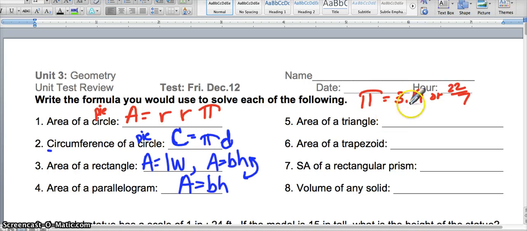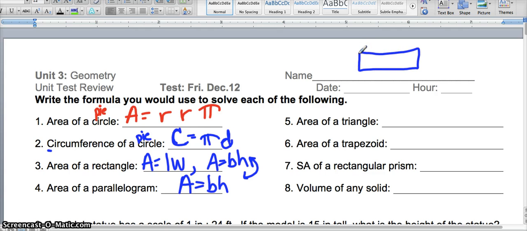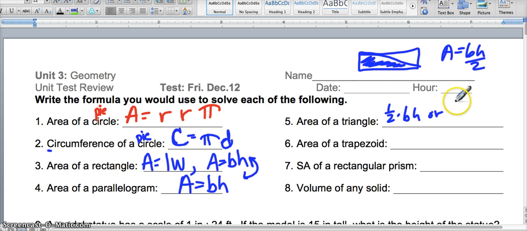Area of a triangle. I showed you in class that we could take a rectangle. The formula for that is base times height. We could draw a diagonal line across. And what does that make? It makes a triangle. How much of the rectangle? It's half. So the formula for area of a triangle is 1/2 base times height, or, and I prefer, base times height over 2.